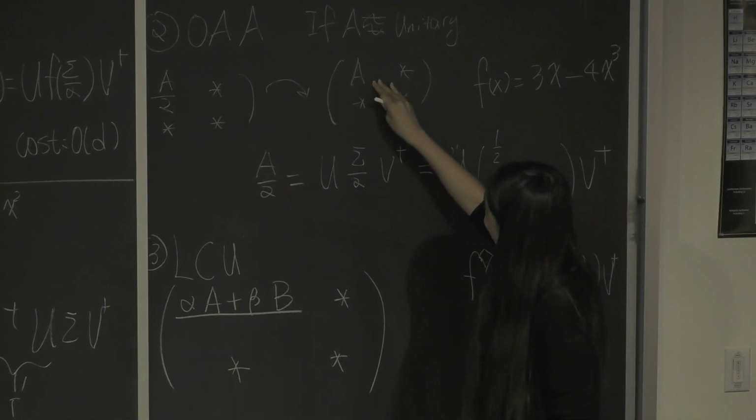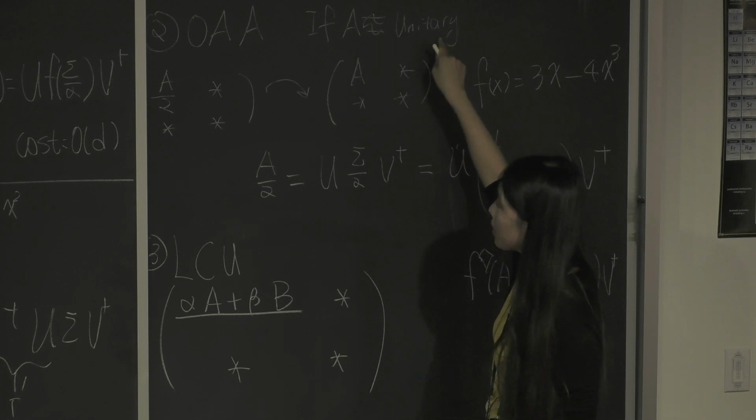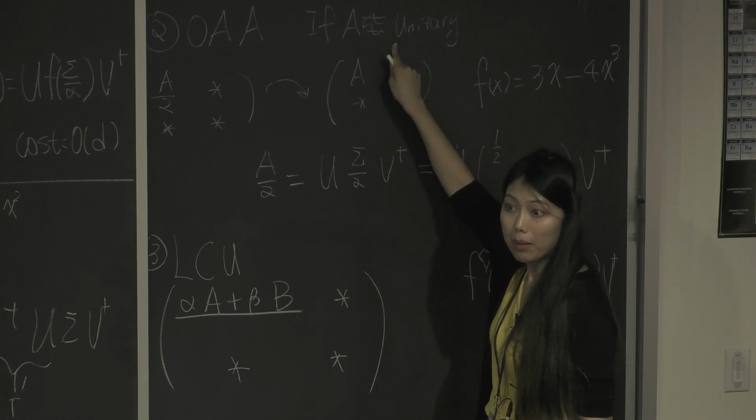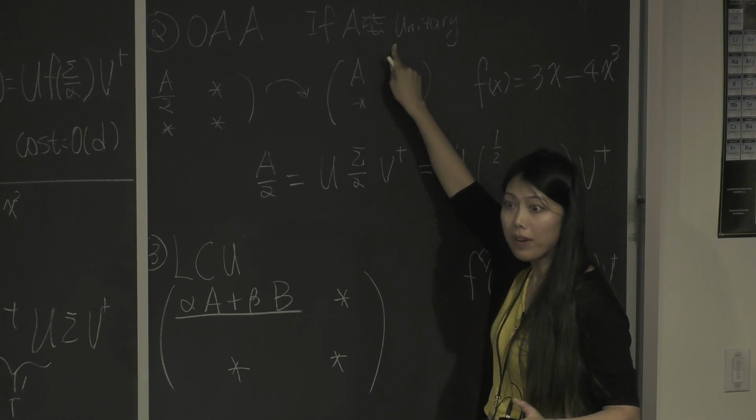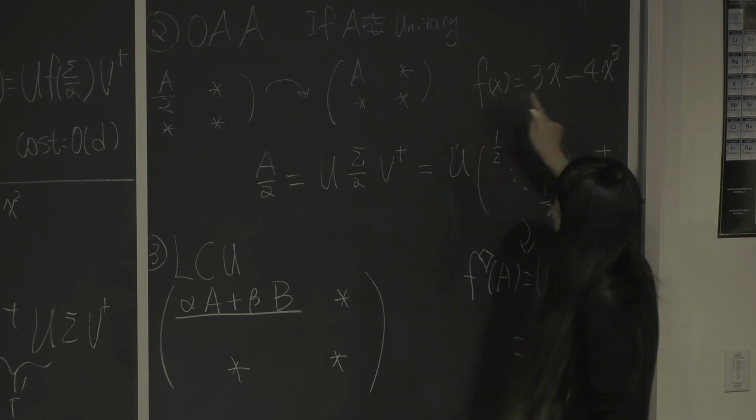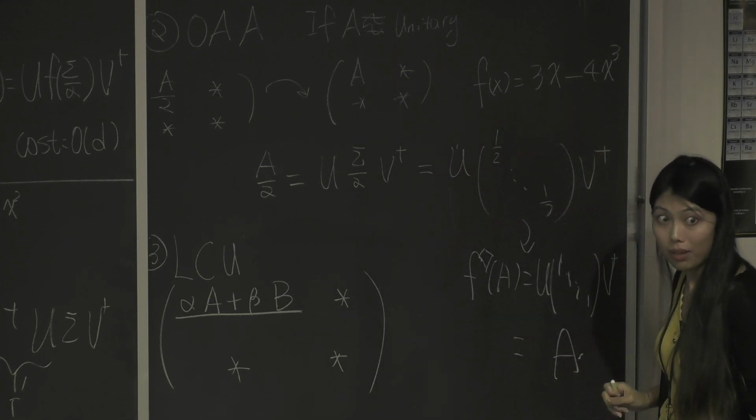And this is very important: unless A is either unitary or close to unitary, this can't be done. Imagine if you have many singular values that are not necessarily 1, you just use this function, it's not going to work. Are we okay so far?